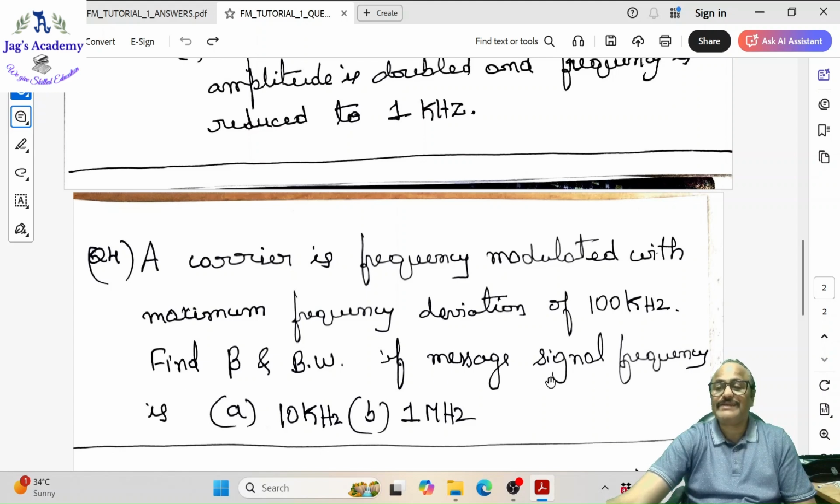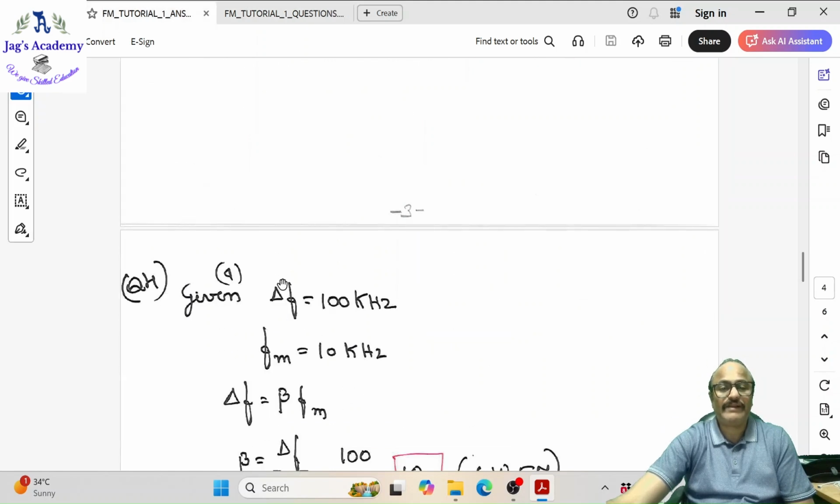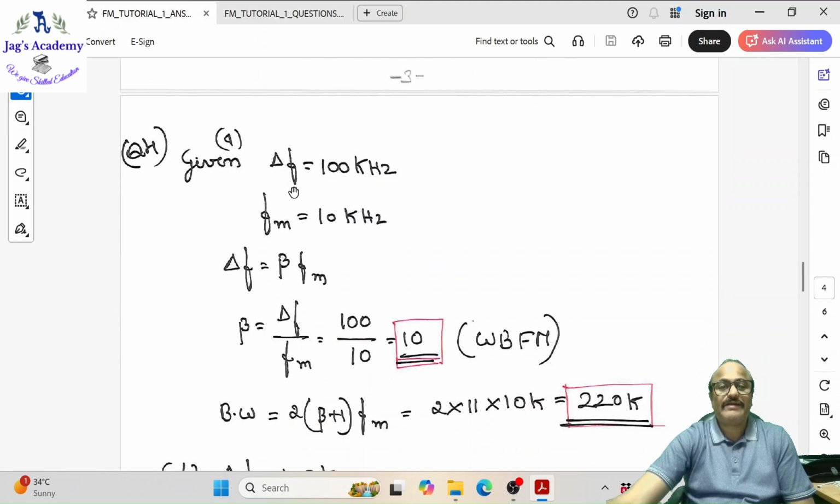What is given? Message signal frequency is given. In the first case it is 10 kilohertz, in the second case it is 1 megahertz. It is a very simple question, straightforward formula. Delta F is given, Fm is given, you have to find out the beta and bandwidth.